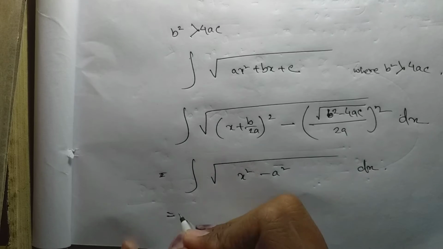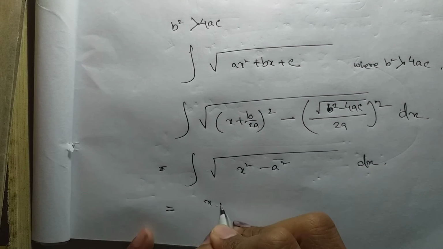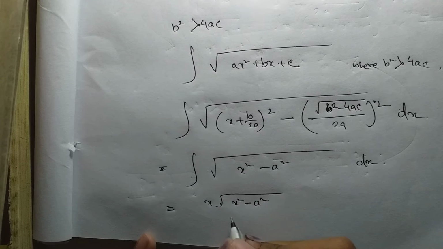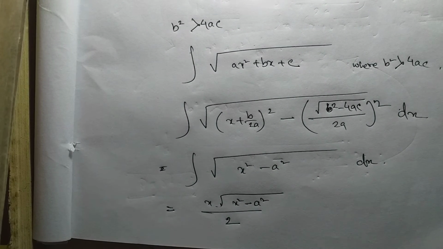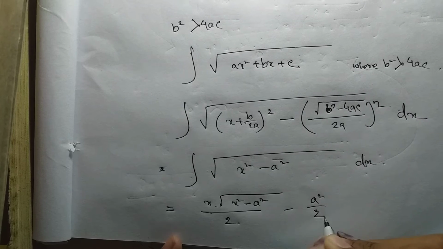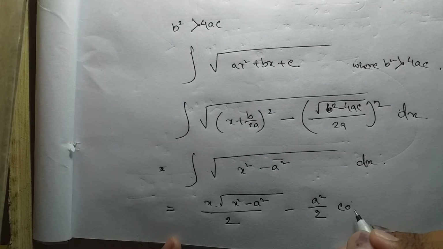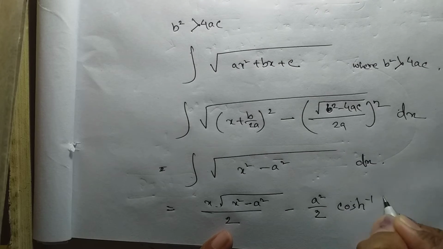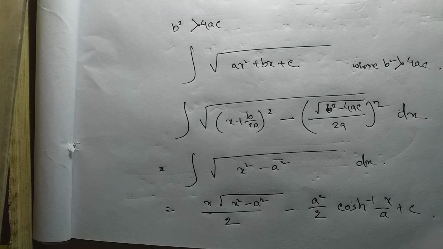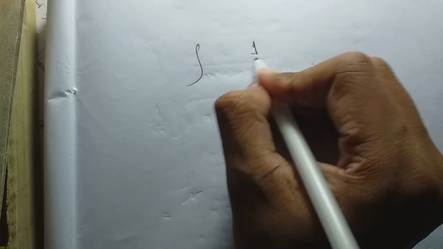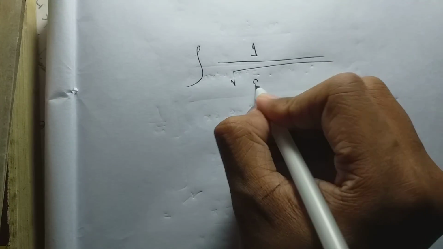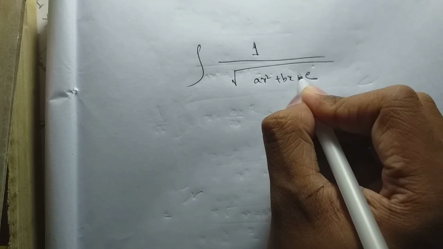That means x root over x squared minus a squared by 2, minus a squared by 2 cosh inverse x by a, plus c. Understand? I hope you understand it now. Now suppose it's not like that, and it's 1 by root over x squared plus bx plus c. So what will you do?